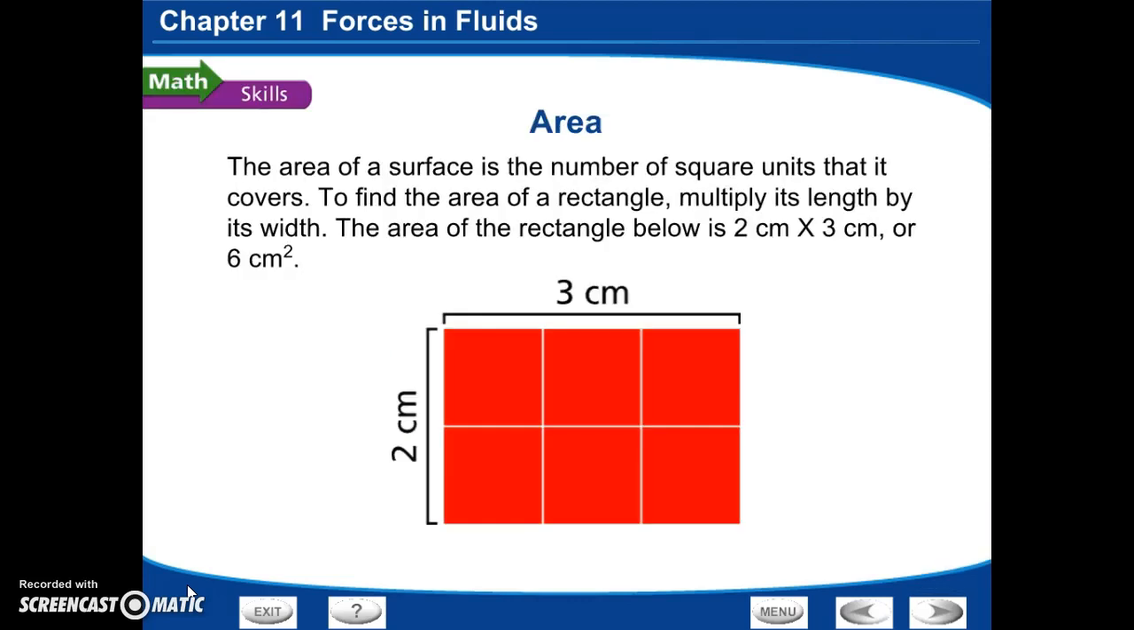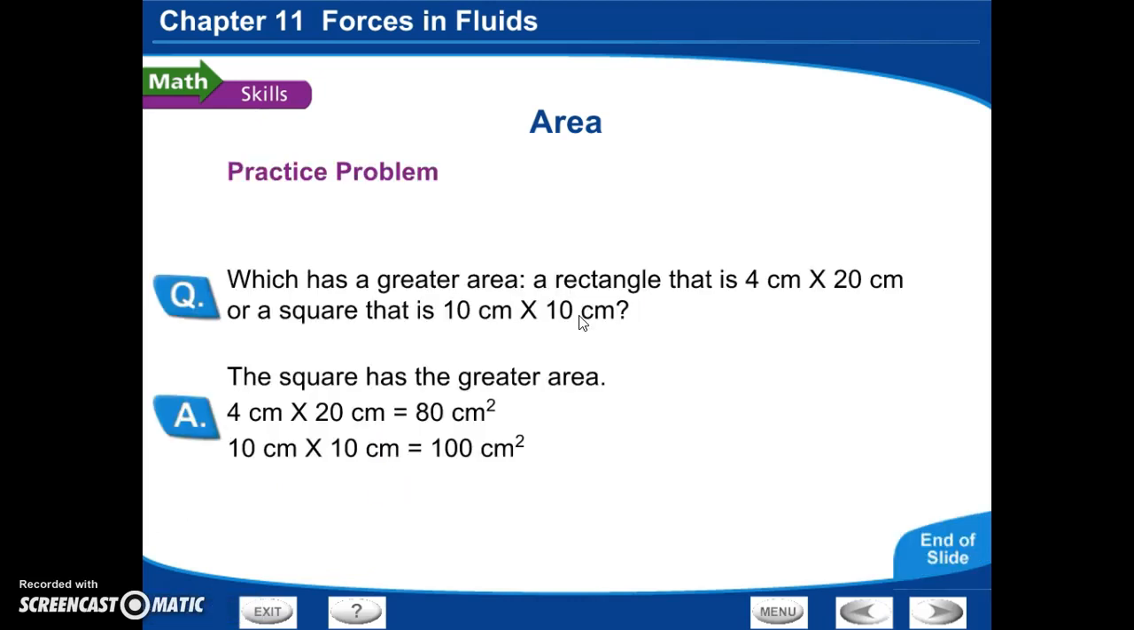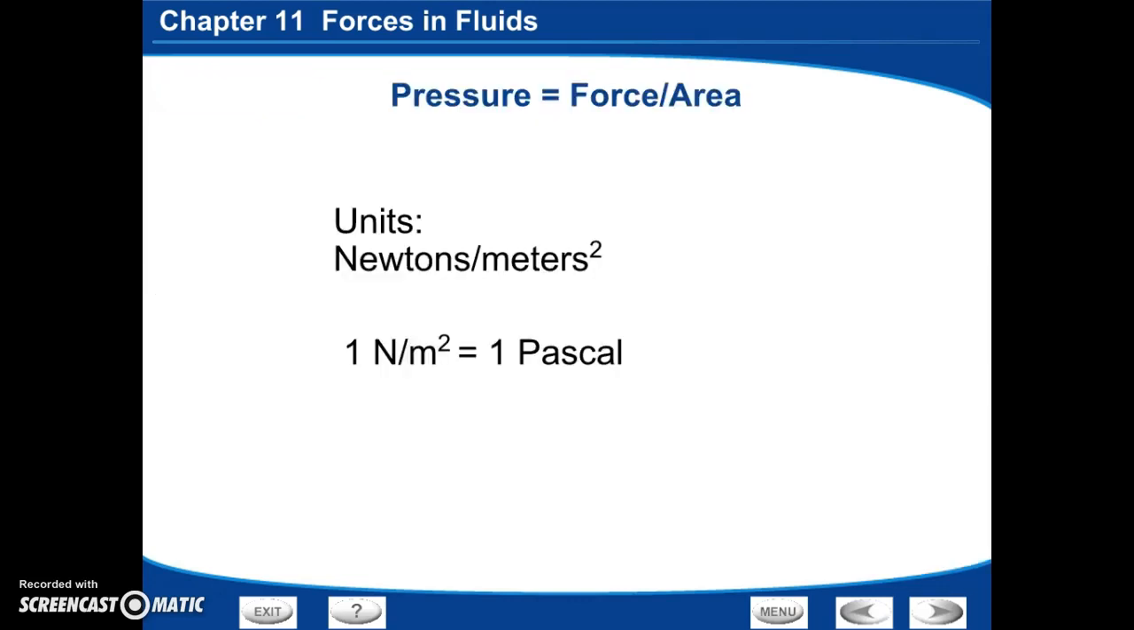So let's go back and talk about what area is. You have to calculate it by multiplying. So 2 times 3 here is going to give you 6 centimeters squared. Which has a greater area, the rectangle that is 4 by 20 or the square that's 10 by 10? Well, the 4 by 20 is 80 centimeters squared and the 10 by 10 is 100 centimeters squared, so the 10 by 10 is bigger. You just need to make sure you're able to multiply the length and the width in order to get the area. When we measure pressure, we always measure it in newtons per meter squared, and 1 newton per meter squared is called a Pascal.